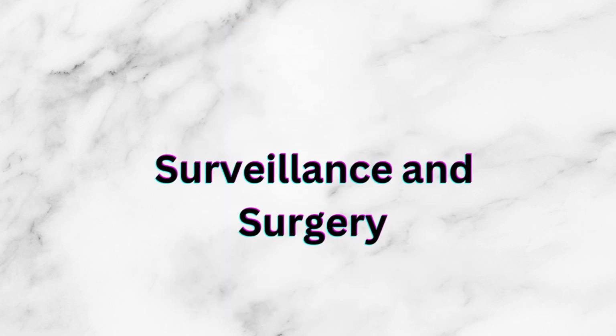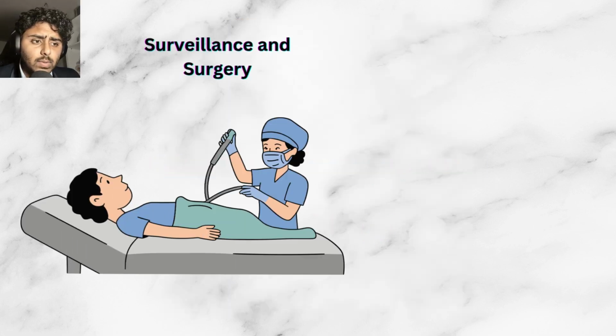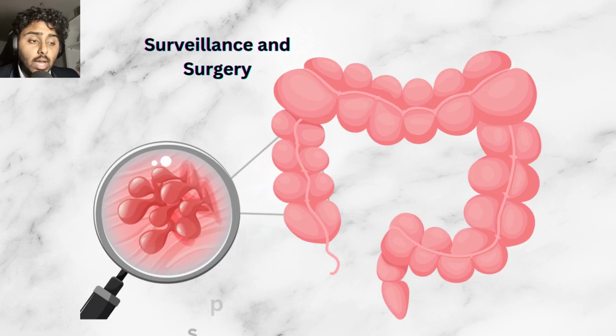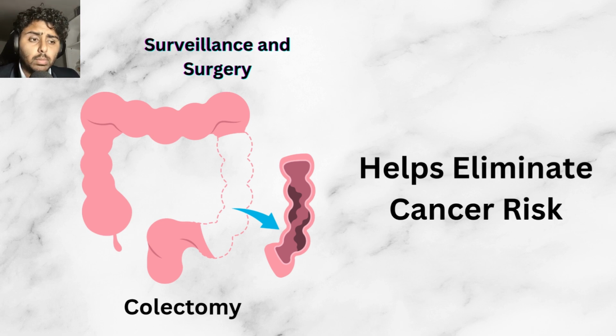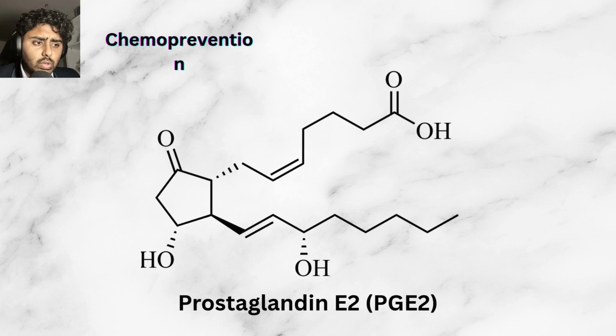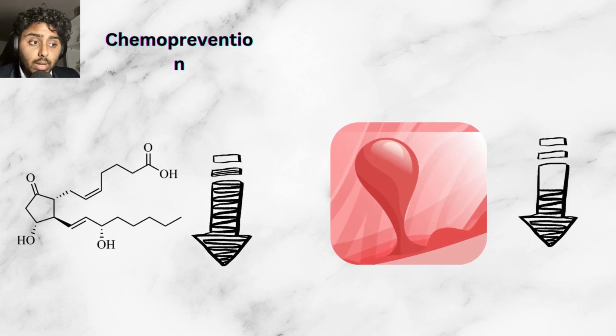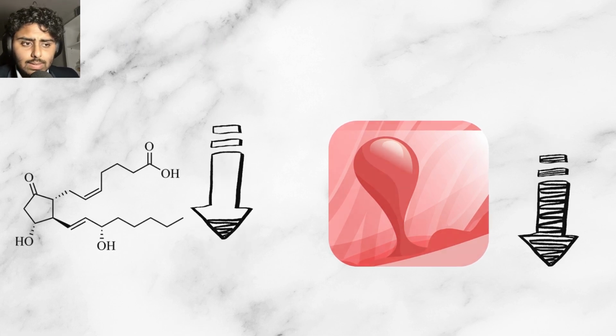Currently, there are no drugs that can directly restore APC function, but several strategies aim to prevent or manage APC-driven cancers. In FAP, individuals begin colonoscopy screenings as early as age 10 to 15. When the polyp burden becomes too large, a colectomy, or surgical removal of the colon, is performed to eliminate the cancer risk. Drugs like sulindac and celecoxib, both COX inhibitors, reduce prostaglandin E2, a molecule that can enhance Wnt signaling and inflammation. By lowering prostaglandin levels, these drugs help reduce the number and the size of polyps, though they don't fully prevent the cancer.